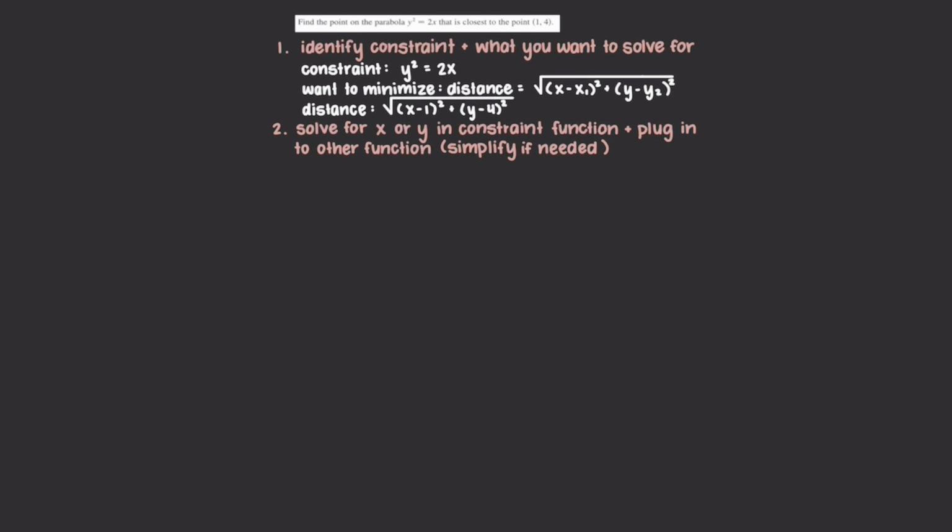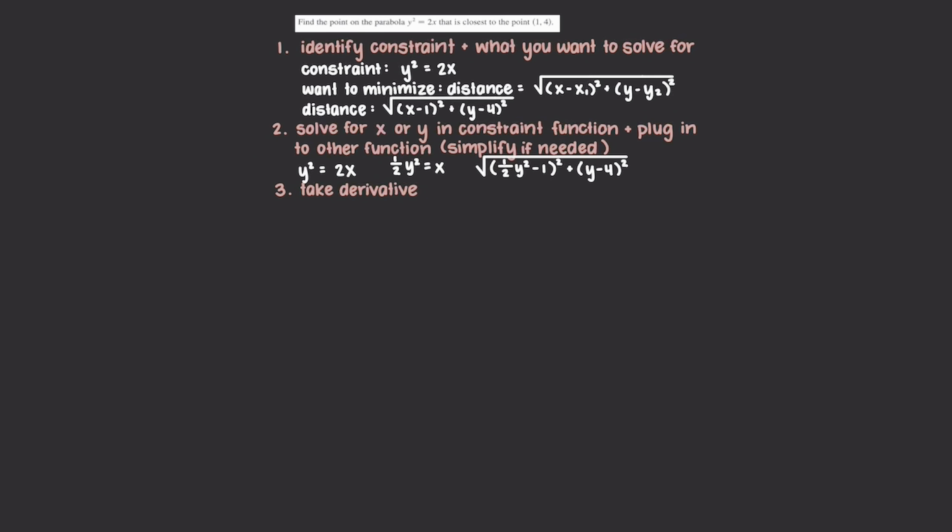Next step. Okay. Solve for x or y in the constraint function and plug it into the other function. Okay, so easy. We just solve for x by dividing by 2. This is our constraint function. And see how this used to be an x? Now it's a 1/2 y squared.